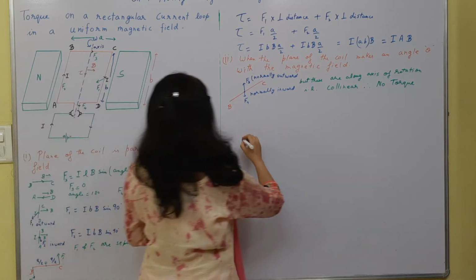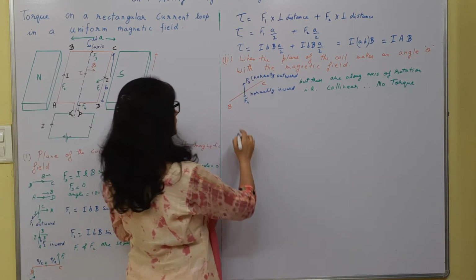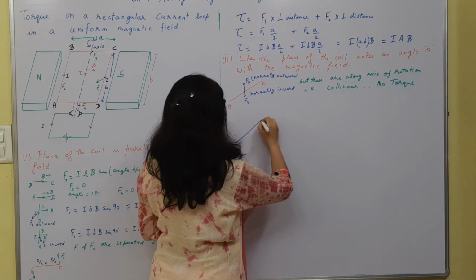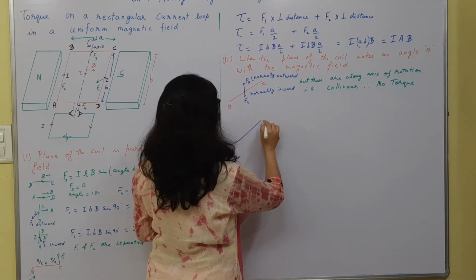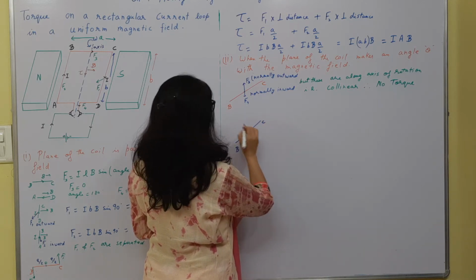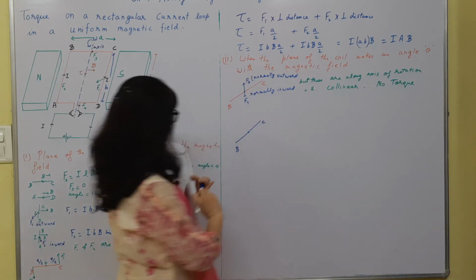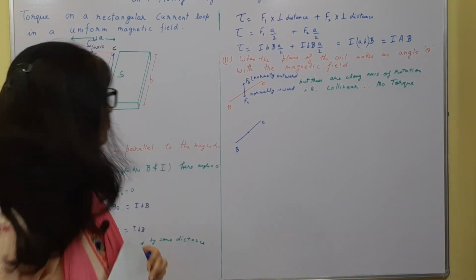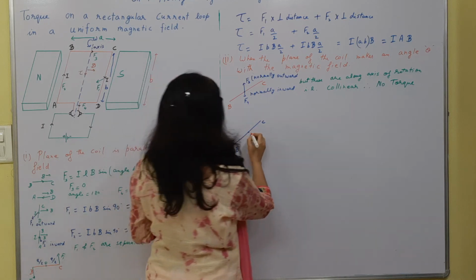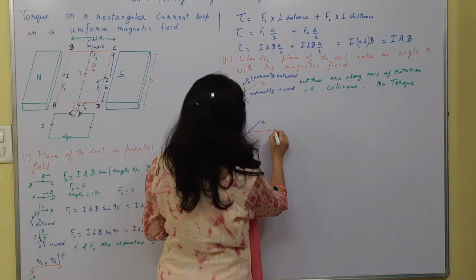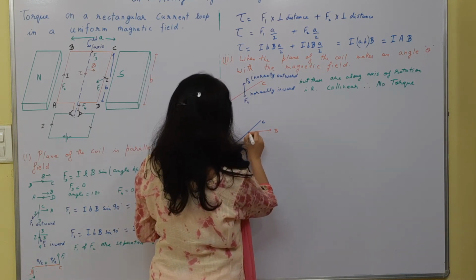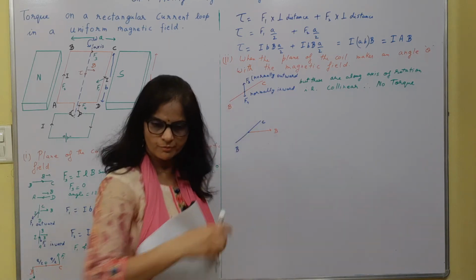Now I am drawing the top view here again, because here the diagram will be messed up. Now if this is C and this is B, looking at the top view, the magnetic field is along this direction. Now this term, I am going to explain what is magnetic moment.